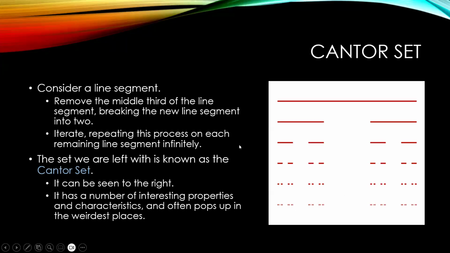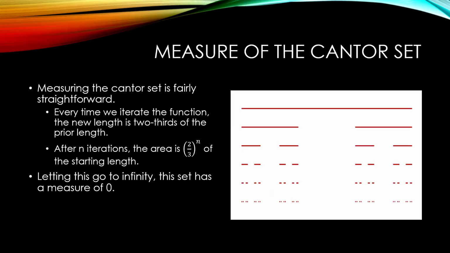It has a number of very weird properties, and we're going to see if we can explore some of them. Some of them are going to take a little bit of math, so you might have to bear with me, but let's take a look at it. Let's start with the measure of the Cantor set. We just did a unit on measure theory, so what would the measure of the Cantor set be? We're just measuring the length of it.